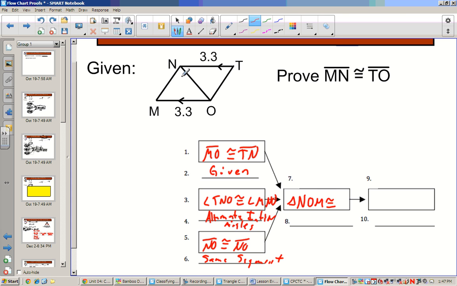Now this one's kind of tough for people. This one is going to match up with O. O, this one here, is going to match up with N. And then T is going to match up with M. Now, if I know this angle, this side, and these sides, this is side angle side. Now we have to prove that MN, first and last, is the same as TO, which is first and last, and that's true. So we can say MN is congruent to TO by CPCTC.